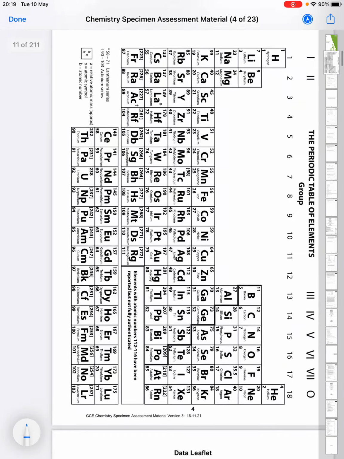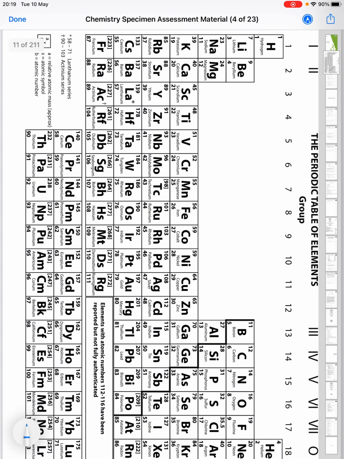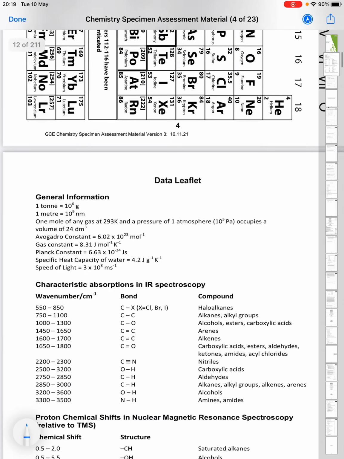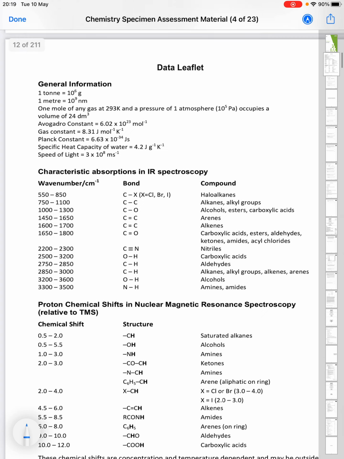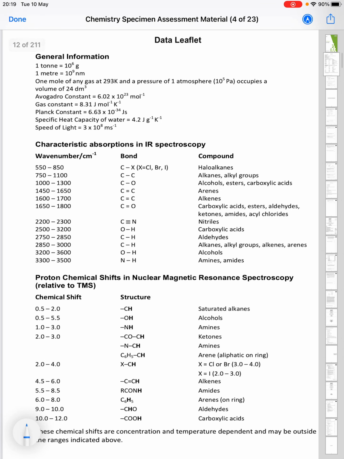So make sure that when you're asked for atomic mass or something, you're just using your periodic table to look it up. You're not expected to know them off the top of your head. And the other stuff in the data leaflet that you might find useful is general information like your conversions between tons and grams, meters and nanometers, the molar volume of a gas, the Avogadro constant. The other things there, gas constant, Planck, specific heat capacity, speed of light, you're not going to need them for this paper.